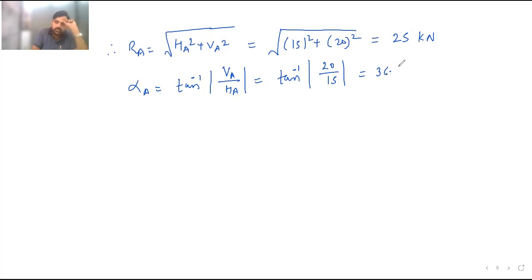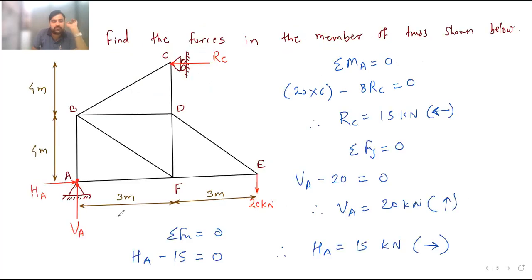Okay. So now this reaction part is over. Just now we have calculated this resultant, the resultant of HA and VA. This is the resultant RA. There is no need to show the diagram. Here you can show RA and this is the angle alpha. So now HA, VA and RC are over. Now we will start to solve the numerical by method of joints.